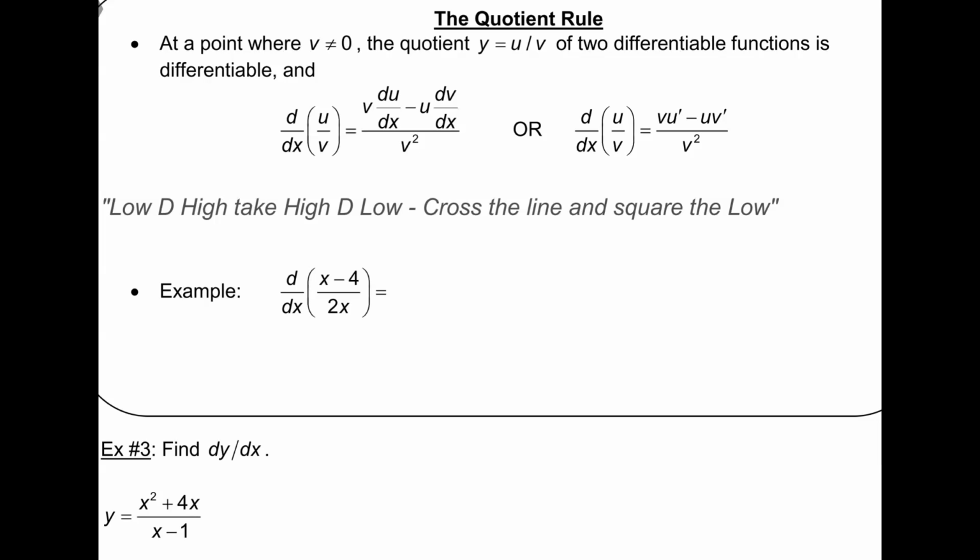Okay. So if we're multiplying two functions together, use the product rule. What if you're dividing two functions? The quotient rule. So you have u divided by v, as long as v is not equal to 0, because remember that's undefined, where we have a vertical tangent. You can't divide by 0. The quotient y equals u over v of two differentiable functions is differentiable.